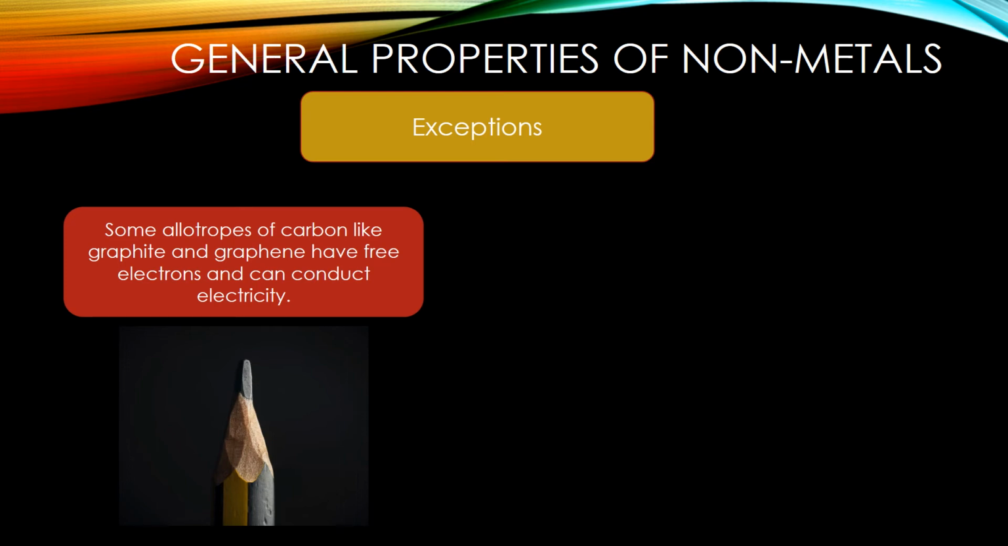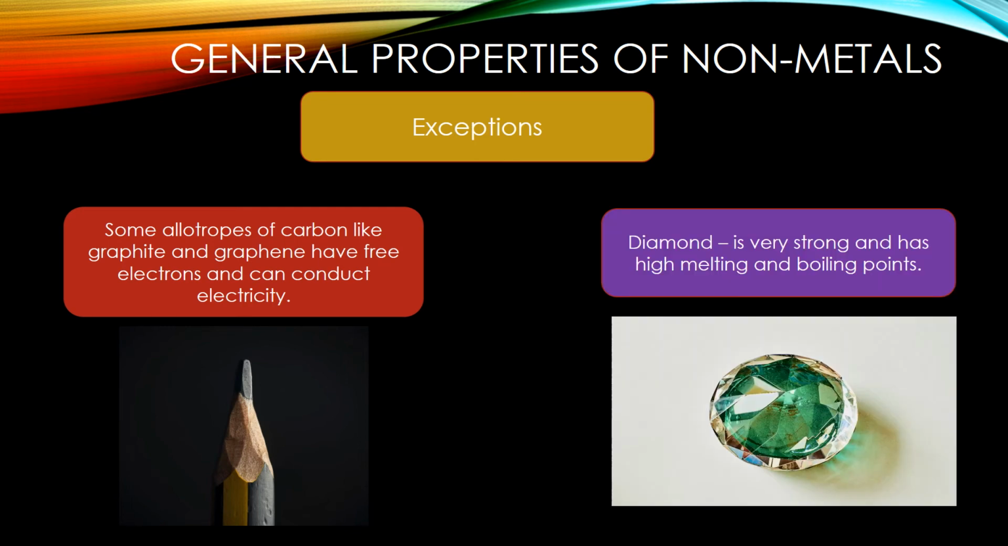Carbon exists in different forms known as allotropes. Graphite, a form of carbon, has free electrons in its structure. This makes graphite able to conduct electricity. Therefore, graphite is used in making electrodes. Diamond, another form of carbon, is very strong, shiny, and has high melting and boiling points.